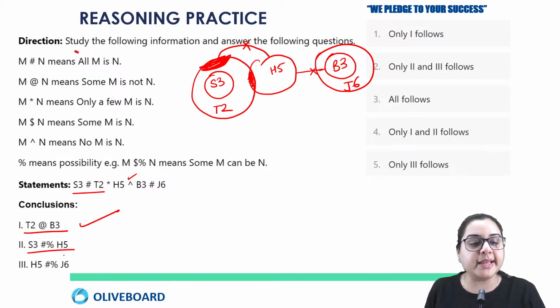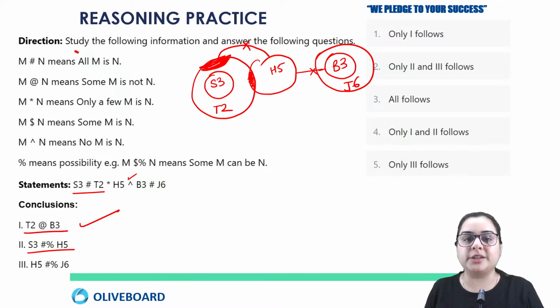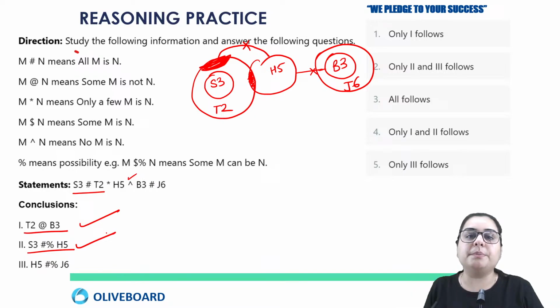Second one says S3 hash percent. Hash means all. All S3 can come in H5. So all S3 can come in H5, but not all T2 come in H5. See, because T2 has a relation of only a few. So all T2 cannot go in H5. But all S3 can come in H5. So due to can come, the second conclusion is also true.